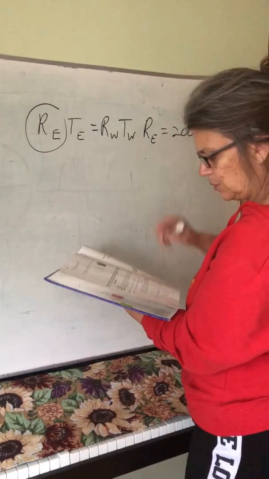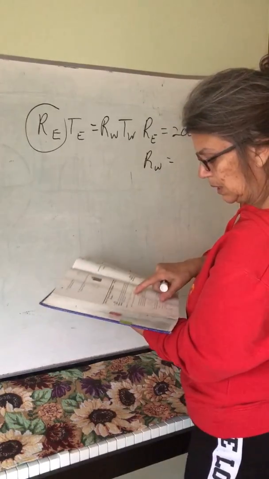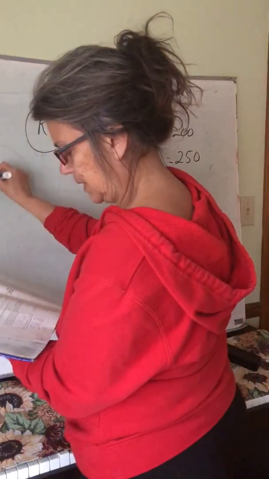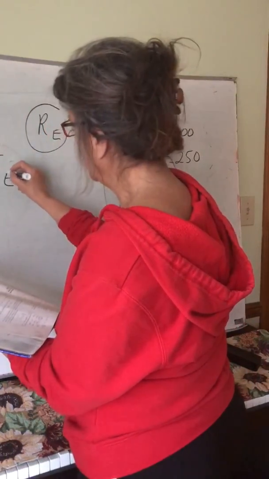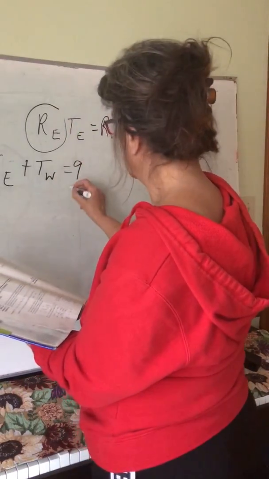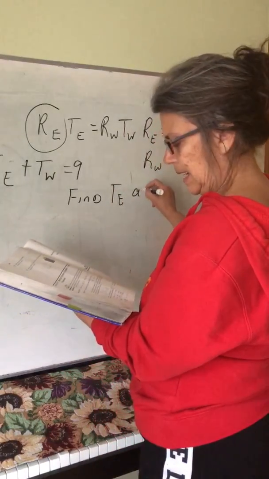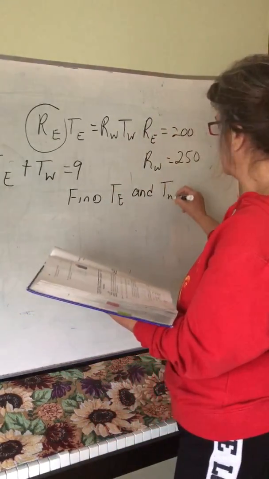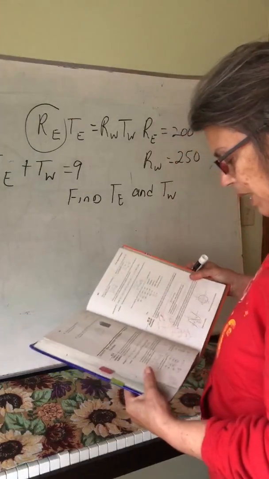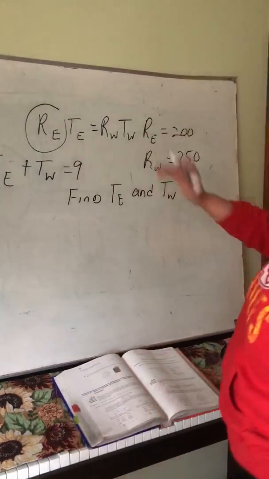RE equals 200. RW equals 250. And then we have TE plus TW equals 9, and then it says find TE and TW. So we'll just begin by replacing, okay? We're going to replace.